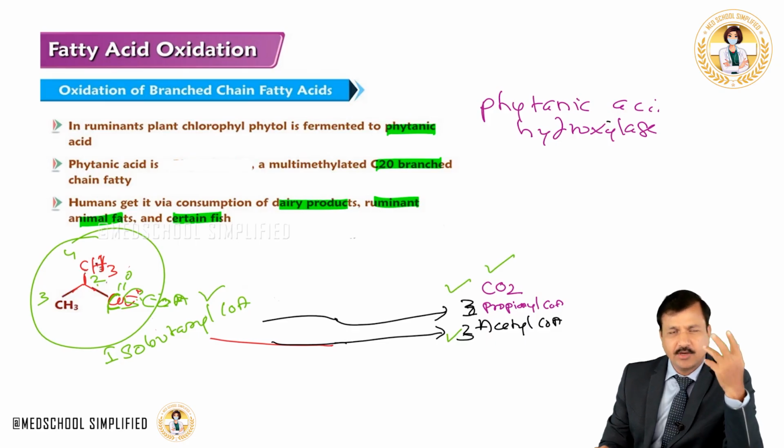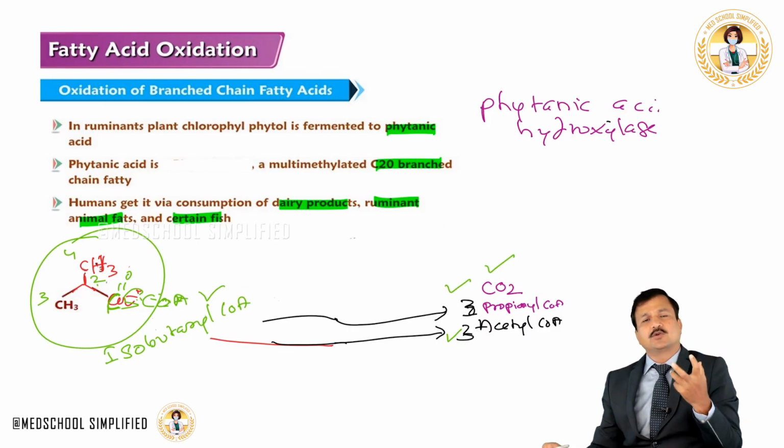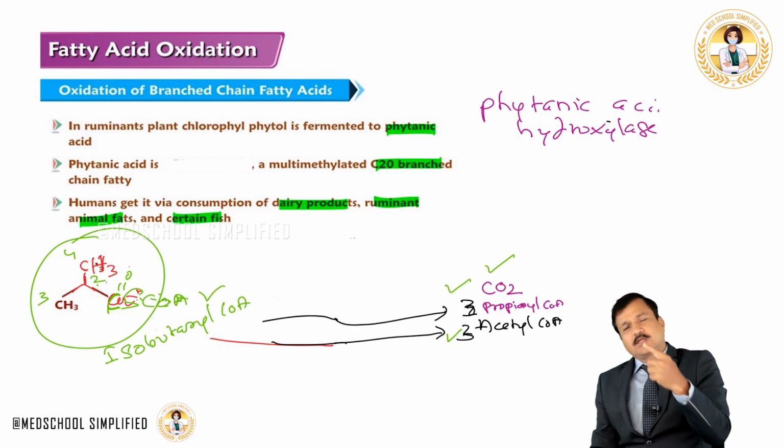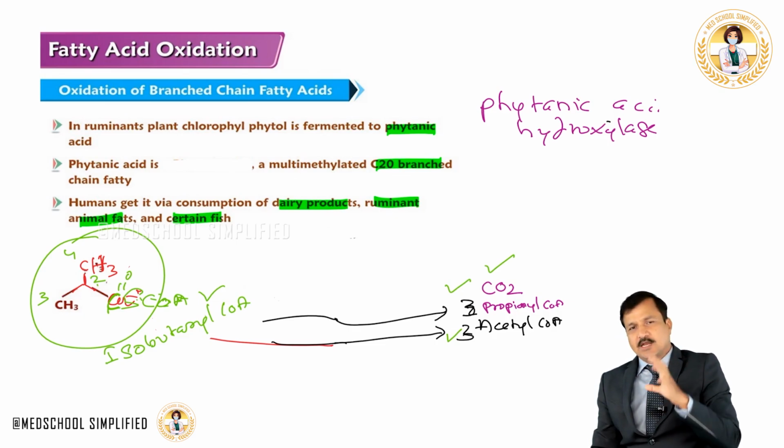Now propionyl-CoA, we know that propionyl-CoA goes into methylmalonyl-CoA. Methylmalonyl-CoA is converted to succinyl-CoA. I have already explained that in oxidation of odd number carbon fatty acids. Acetyl-CoA, you know, will go into the TCA cycle.